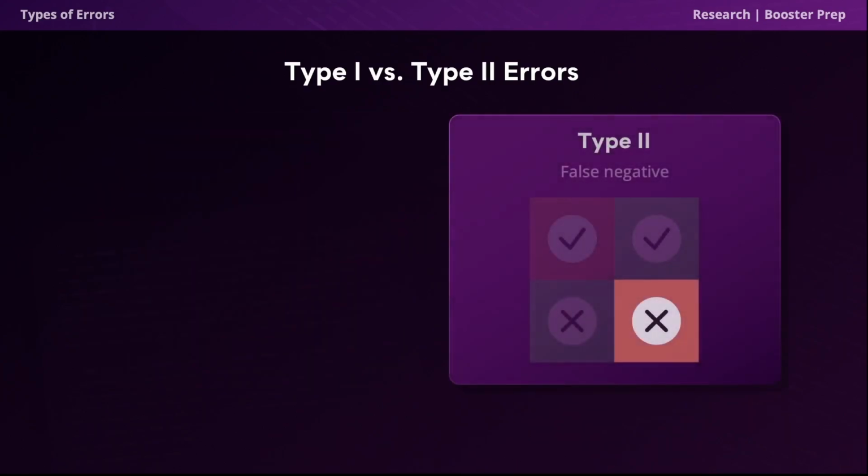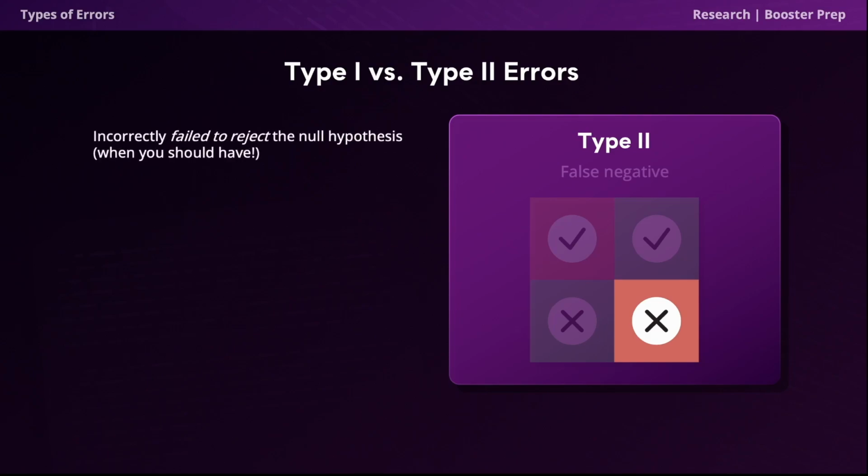A type 2 error is indicated by a false negative conclusion. For example, a COVID test says that you don't have COVID when you actually do. In this case, you incorrectly failed to reject the null hypothesis, which states that you don't have COVID, when in fact, you should have rejected it because your null hypothesis was false. In a broader sense, a type 2 error means failing to conclude that there was an effect when there actually was. In reality, your study may not have had enough statistical power to detect an effect of a certain size.